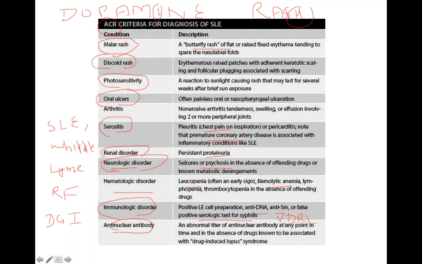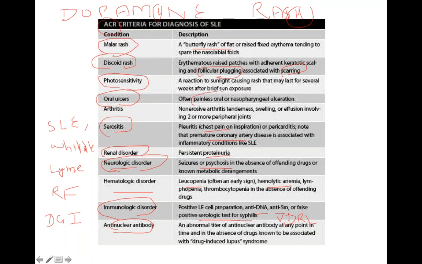So there is a lot of means. If you look at these criteria, they look complicated. So this is a simple way to remember them: DOPAMINE RASH. Okay, so we take up all these cases one by one. So we have discoid rash; you can remember follicle plugging with scarring. This you can remember. Okay, oral ulcers.